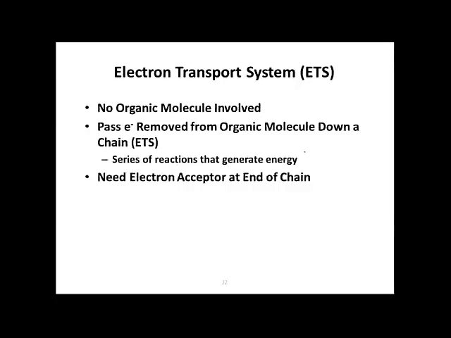And what we need at the end of this chain is something to take those electrons, because you can't just have free electrons floating around in your cells. It's not a good idea. So the electron acceptor is sitting there at the end of the chain and takes the electrons. Okay?